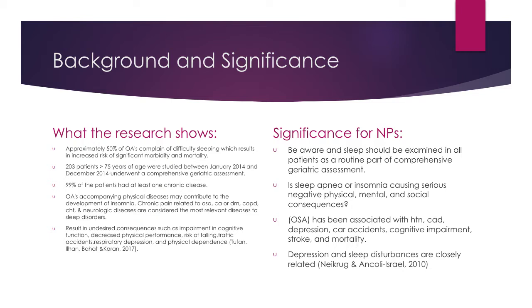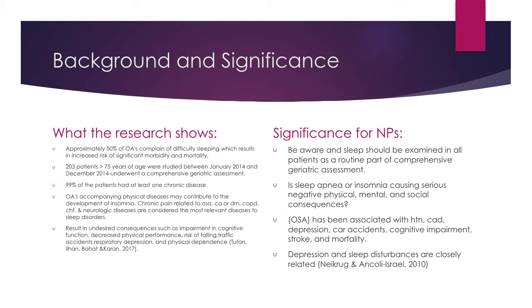So, what is the background and significance of the geriatric syndrome sleep disturbance? The research shows that approximately 50% of older adults complain of difficulty sleeping, which results in an increased risk of significant morbidity and mortality. One study that was published in the Journal of African Sciences in 2017 showed where 203 patients over the age of 75 were studied and underwent a comprehensive geriatric assessment. 99% of those had at least one chronic disease.